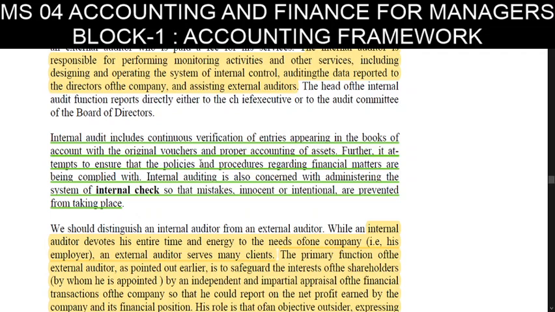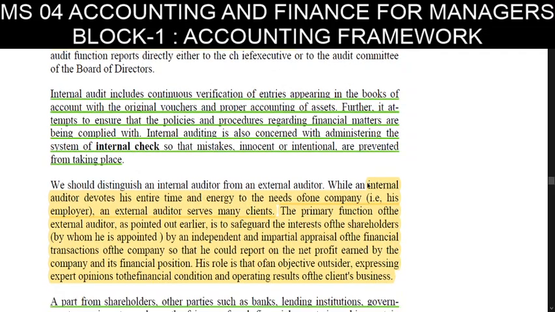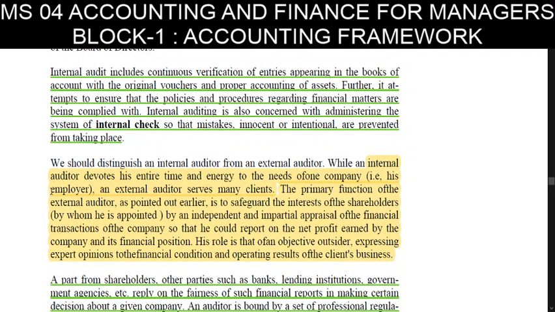Thus, the words used in these sentences are very much academic. We have to write as it is to score more marks. That is why I have underlined this paragraph. Internal auditor devotes his entire time and energy to the needs of one company, that is one employer, whereas an external auditor serves many clients.